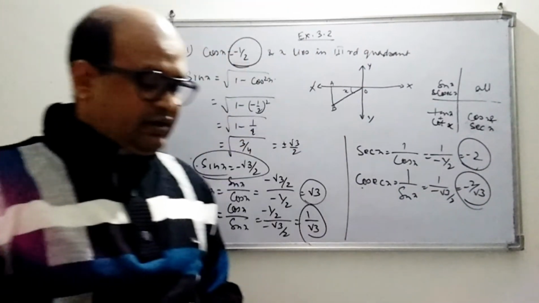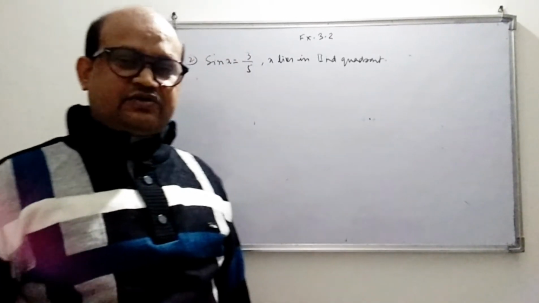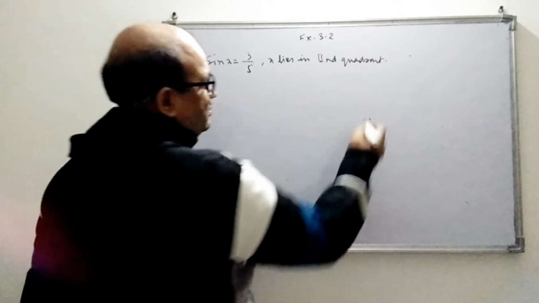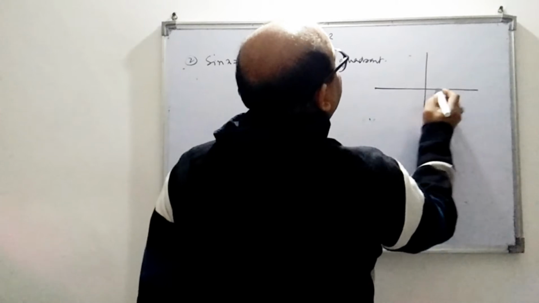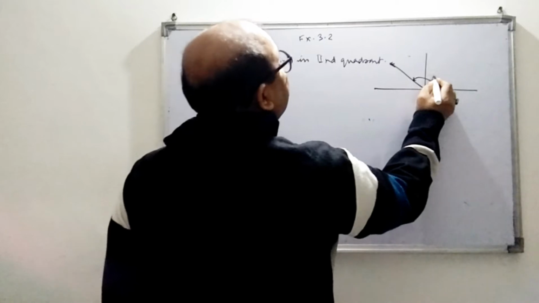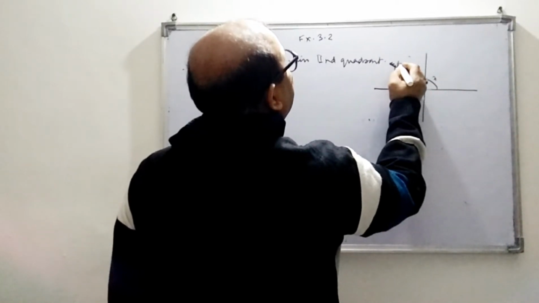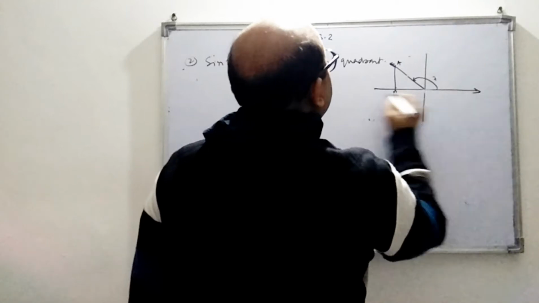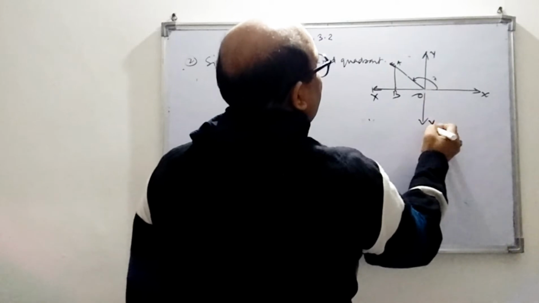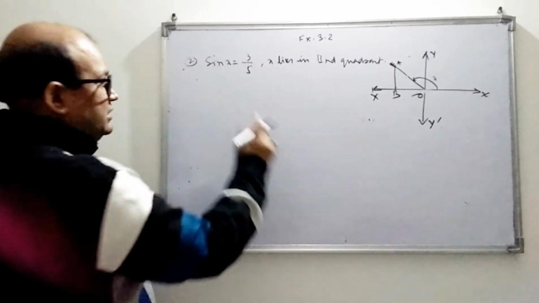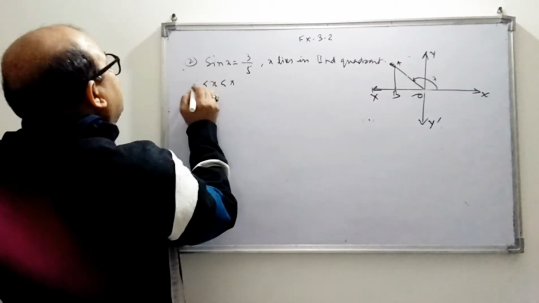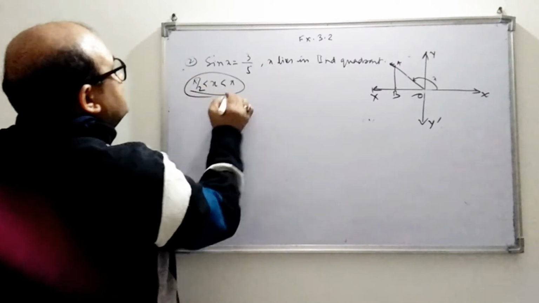Now next question. Now the next question is sin x equal to 3 by 5. x lies in the second quadrant. This is x. This is the x axis, O, x dash, y, y dash. x lies in the second quadrant. That shows that x is less than pi and greater than pi by 2.